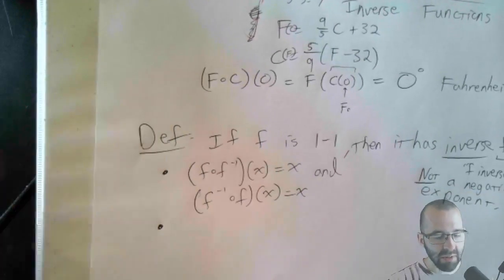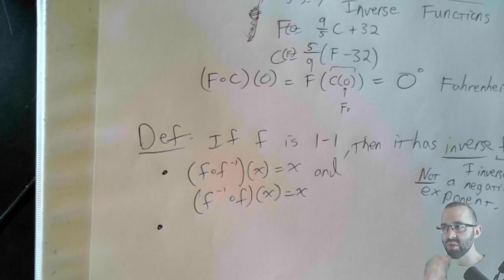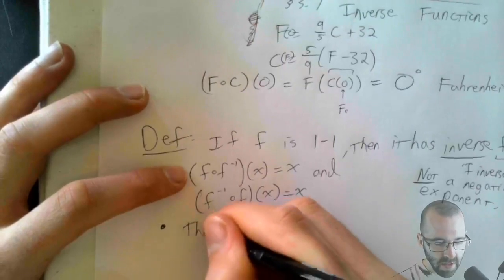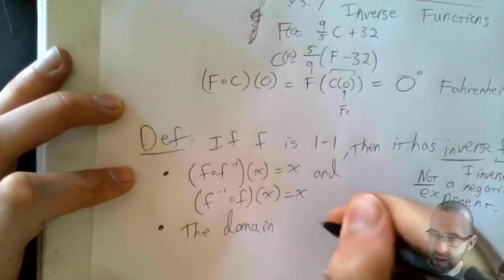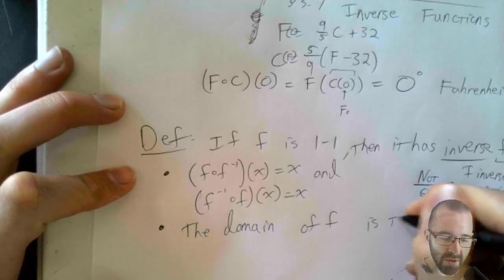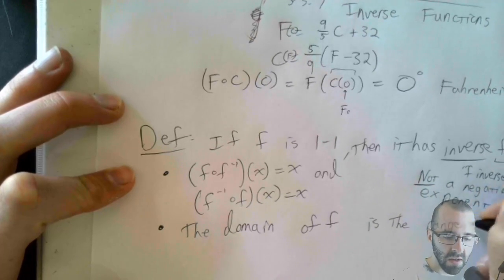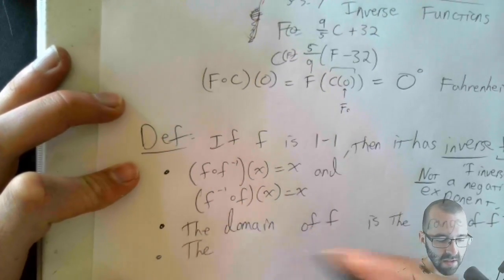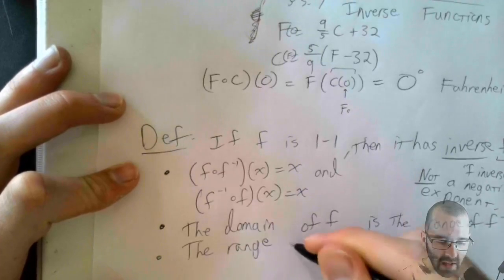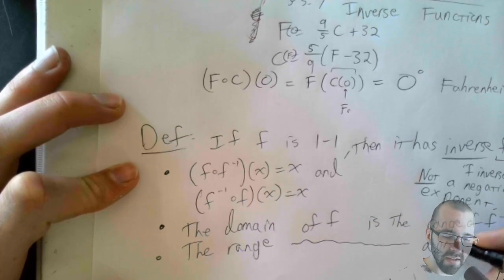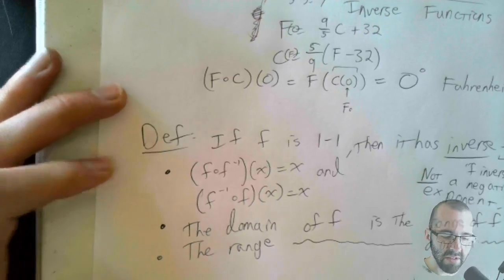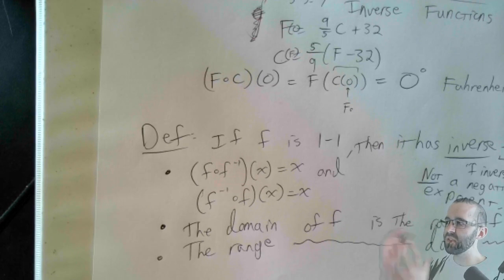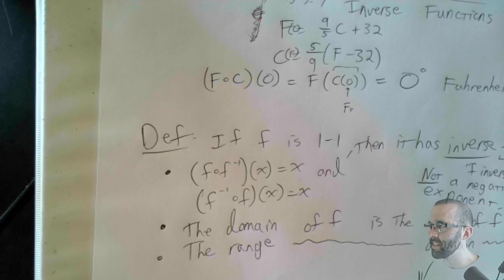There's another way of thinking about functions and their inverses, and that's switching x's and y's. With that in mind, the domain of f is the range of f inverse, and likewise, the range of f is the domain of f inverse. So the whole idea of a function inverse is like flipping its inputs and its outputs, flipping the x's and the y's.